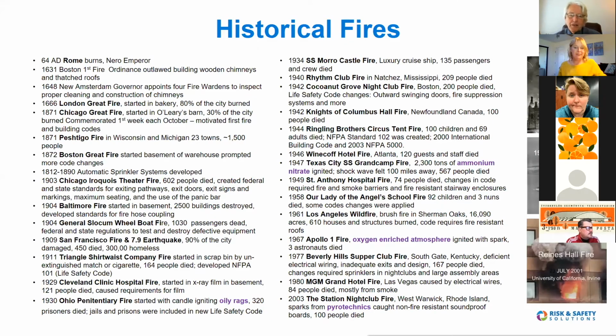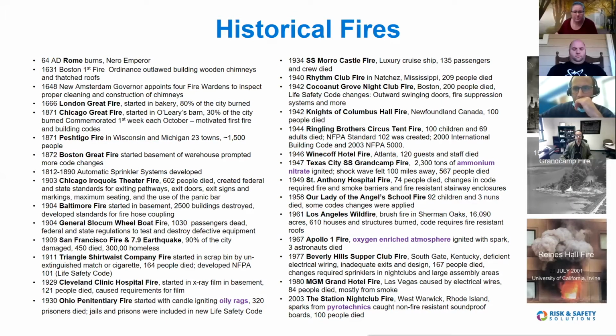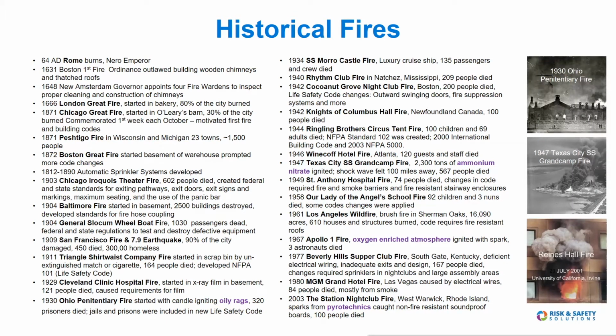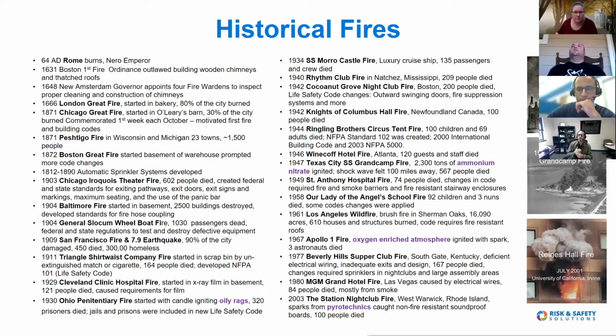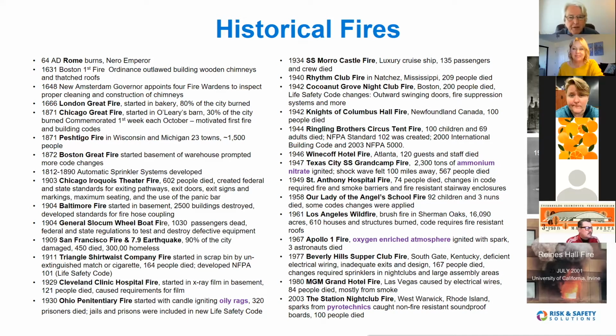Here's a list that's very US centric of historical fires, except for the first one when Rome was burning. I watched a documentary where they said that after Rome burned down, Nero built a palace on the site where all the buildings had been destroyed. So there was a little remodeling going on. The first ordinance was in 1631: don't make wooden chimneys. So lots of things have happened over the years.